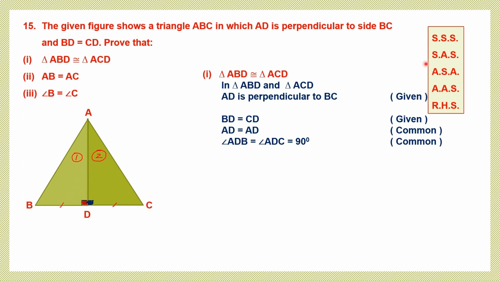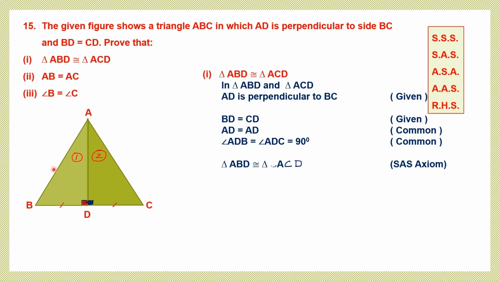So let's use this side, angle, side and say that these two triangles are congruent. And what is the rule? What is the axiom that we have used? Side, angle, side. So we have proved that triangle ABD is congruent to triangle ACD. So that's the first question. Second question is we have to prove that AB is equal to AC.